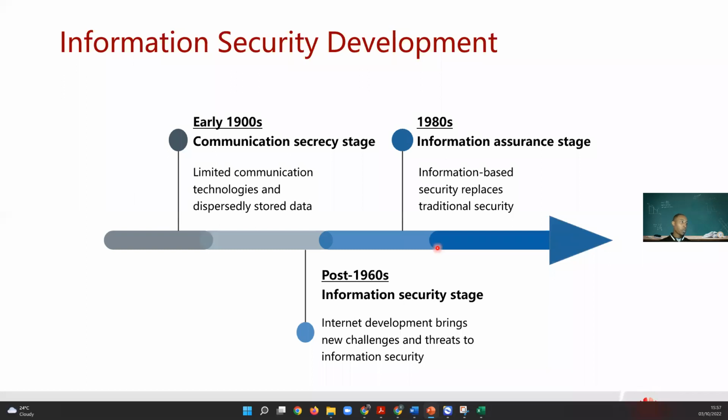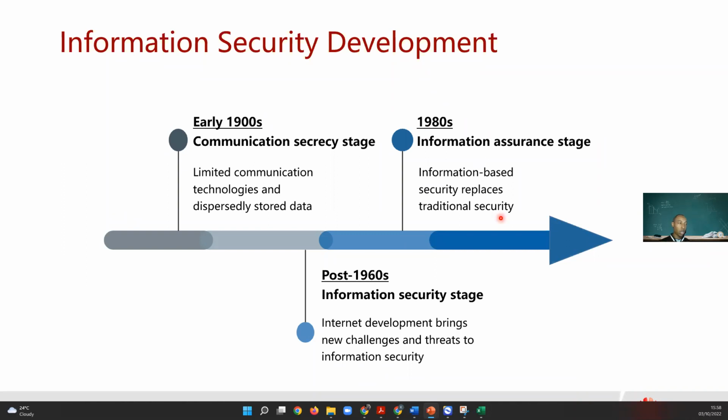So we come to this point where you have information assurance after information security. These are all about information security. Now, when you get to the moment after internet development and the World Wide Web, there are new challenges and threats that come into play.